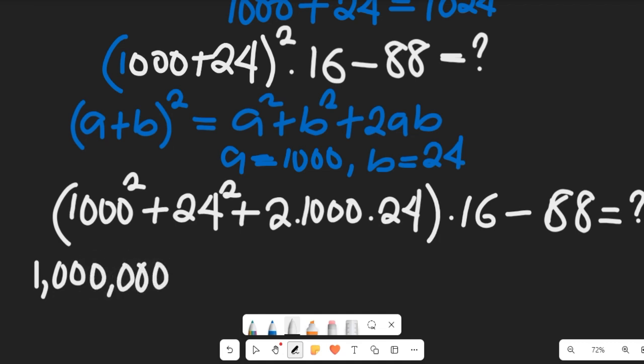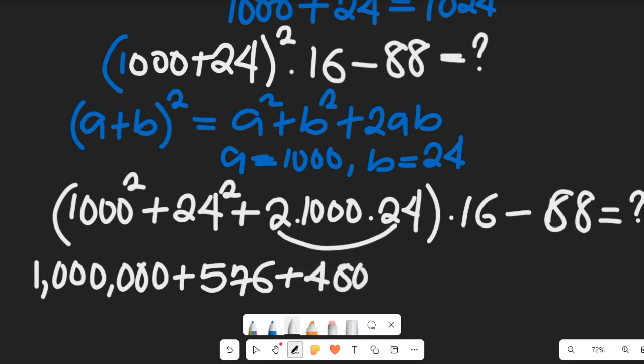Now 24 can easily be expanded. 24 square is going to give me 24 times 24, which is going to give me plus 576, right? Plus 2 times 24 will give me 48. 48 times 1000 will give me 48,000, right? And all of these will be multiplying. I want to expand this.